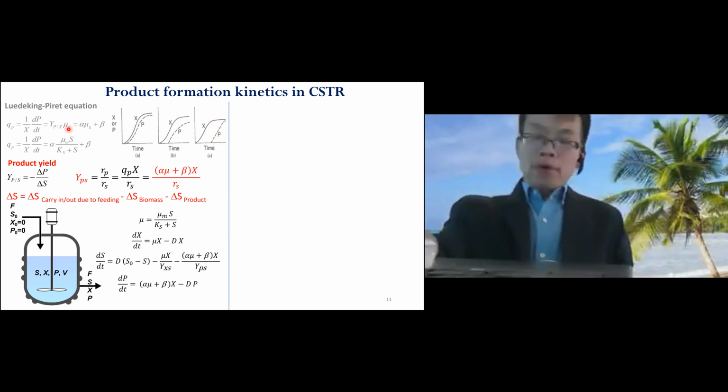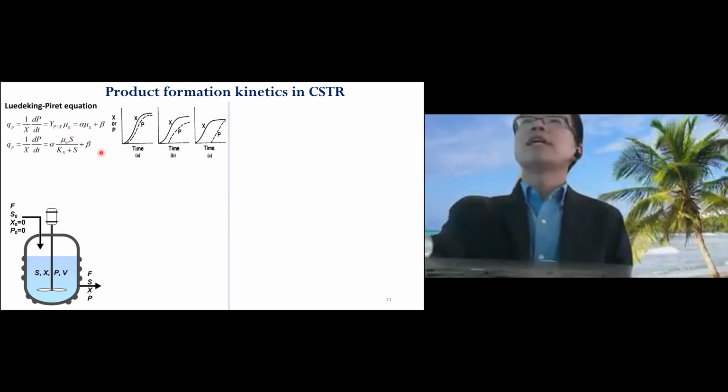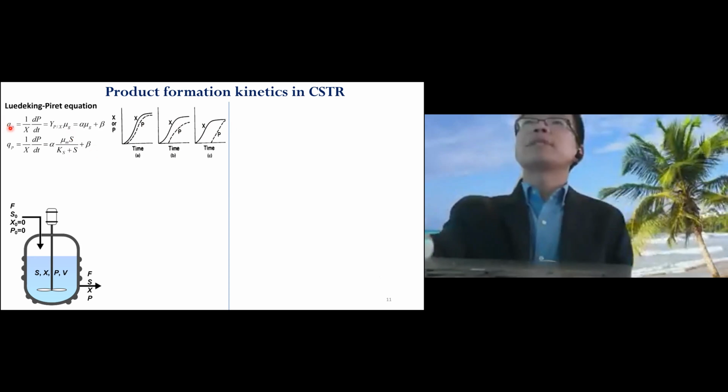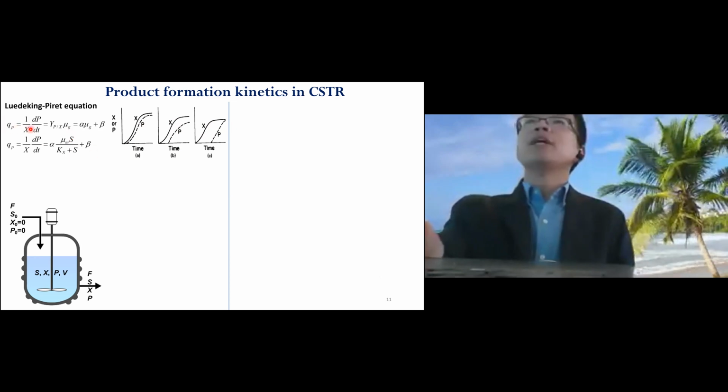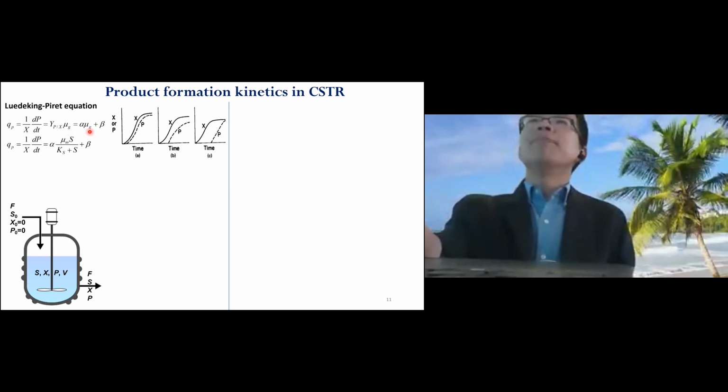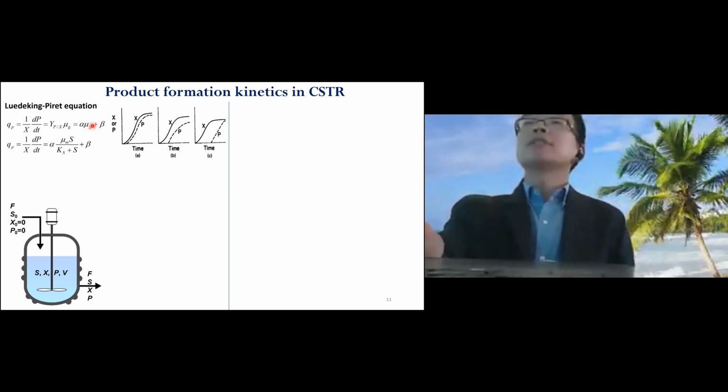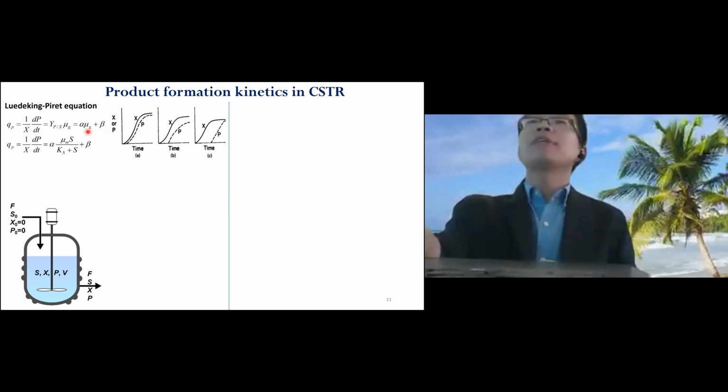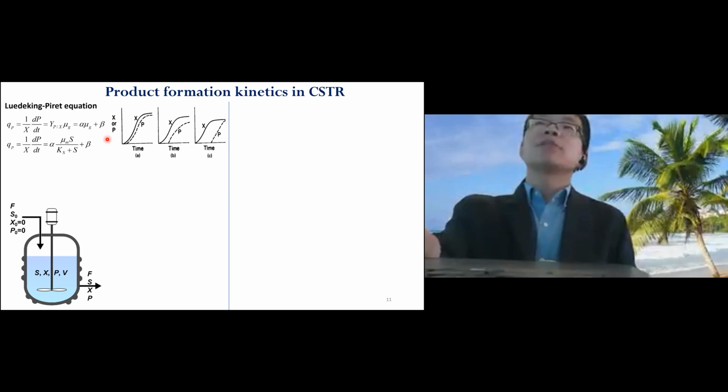So people found that we can define a correlation: QP, the specific product formation rate, is linearly correlated with mu, the specific growth rate. We use the constant terms alpha mu plus beta. Alpha is the growth associated parameter, beta is the non-growth associated parameter. If alpha equals 0, it will become a completely non-growth associated model. If beta equals 0, it will become a completely growth associated model.